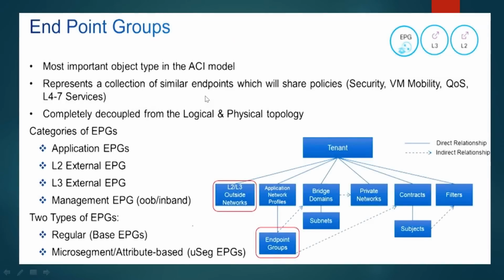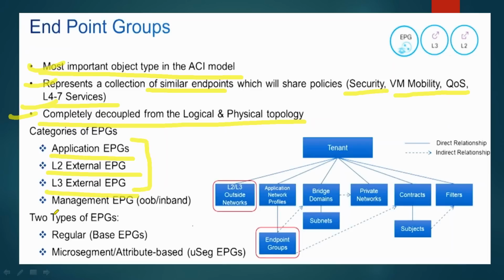All right, then finally you can see the endpoint group. Now endpoint group, why do we have this slide? Because you will find that it is the most important object type in the ACI model, representing a collection of similar endpoints which will share policies like security, VM mobility, QoS, L4-L7 services, completely decoupled from the logical and physical topology. So all the important things you are seeing here in the endpoint group, they can be categorized as application endpoint. See a long list: application EPG, L2 EPG, L3 EPG, management EPG, microsegment inbound. Two types of EPG we have: regular or attribute based. Attribute based means, suppose HR.